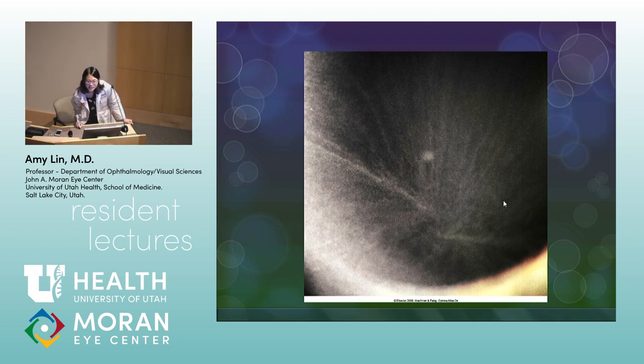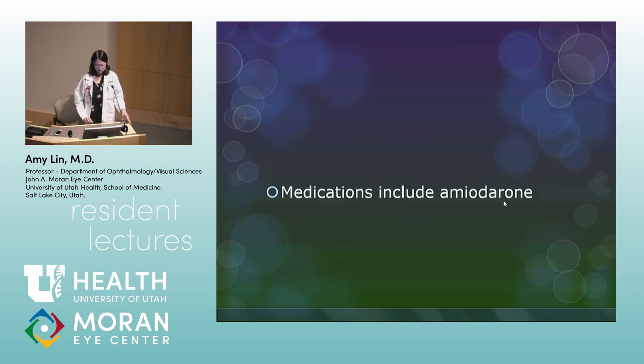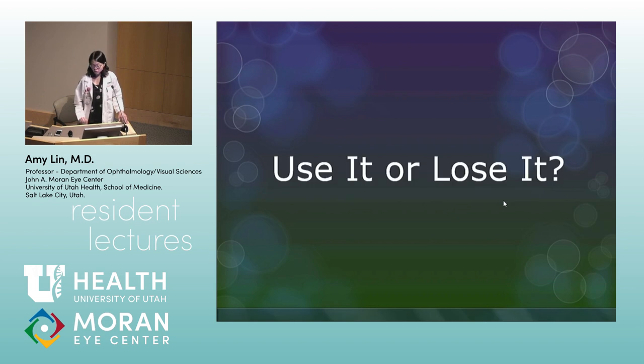Cystinosis? Is it cystinosis? Yeah. Corneal verticillata. In the epithelium, so you see this in patients who are pretty much on amiodarone. So then I asked for some more history. Is this patient on amiodarone? They kind of dug back. And yes, medications did include amiodarone. So do you use this or do you lose it? So knowing that it's corneal verticillata, and knowing that it is from amiodarone, do you think you would use it or lose it?